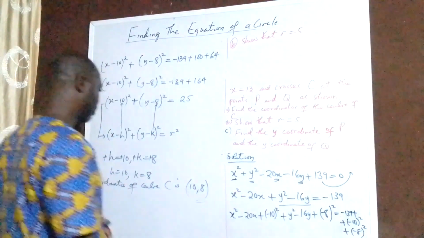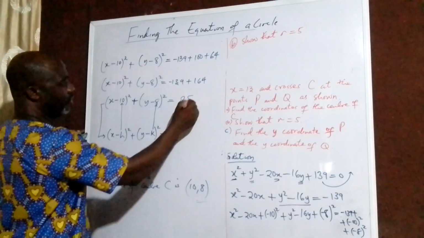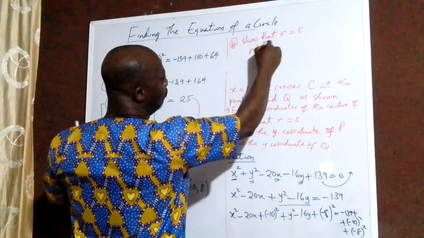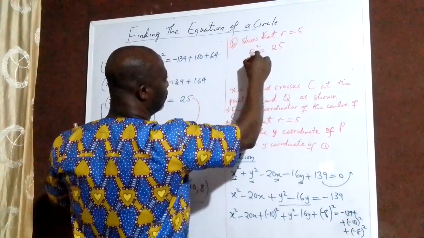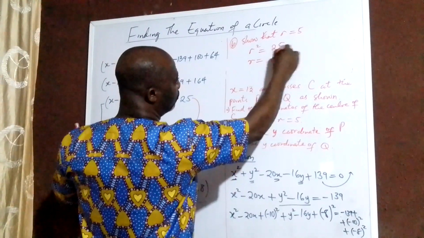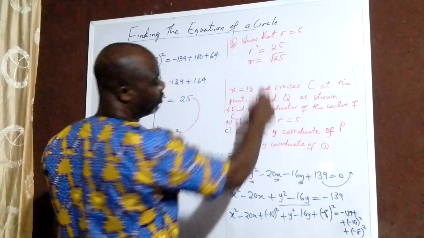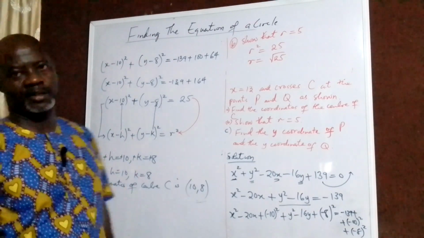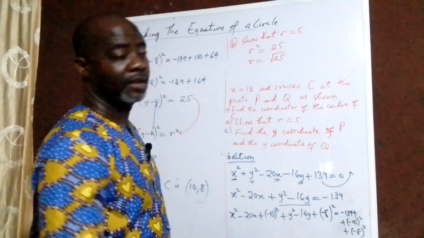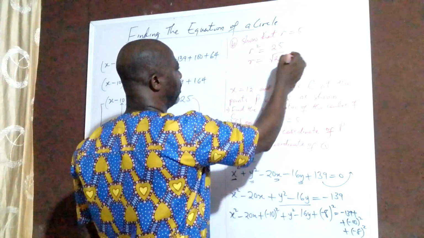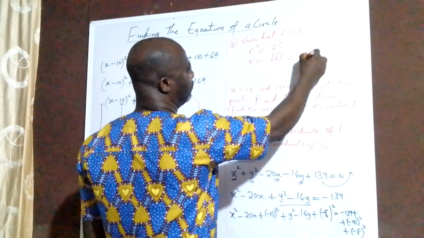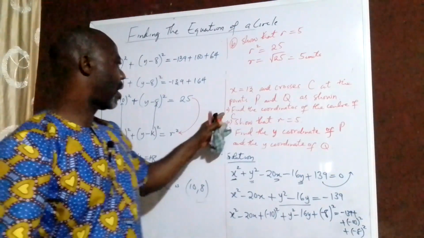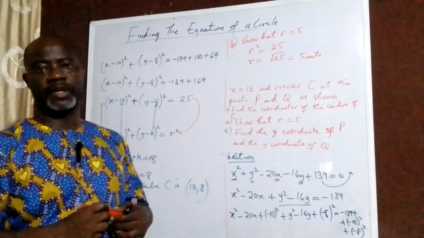This is easy. If you compare these two equations, you will see that r squared will be equal to 25. Of course, r will be the square root of 25. You cannot take the plus or minus, because the radius of a circle cannot be negative. So we just simply take the positive square root. So we have 5 units. So we've been able to show that r is equal to 5.